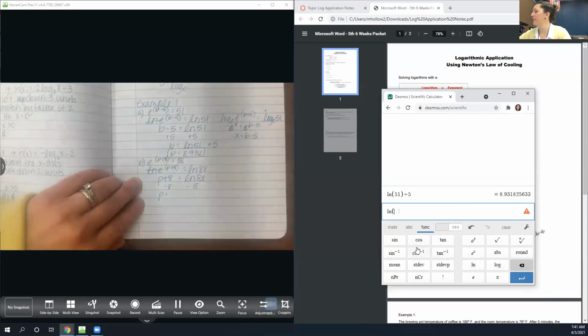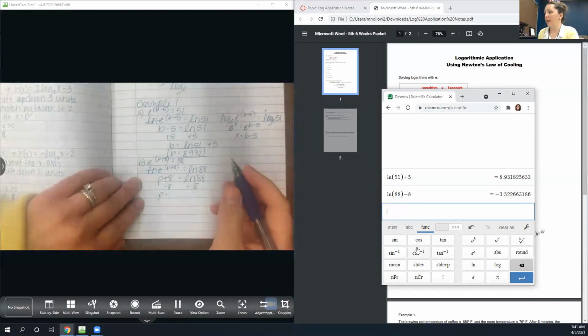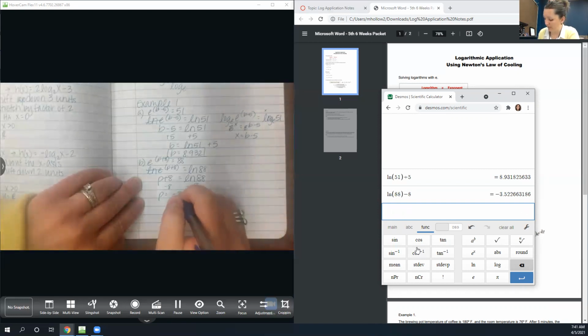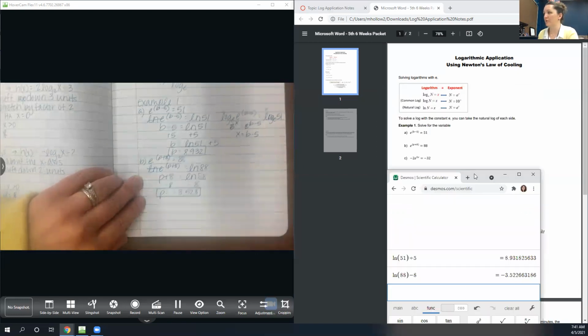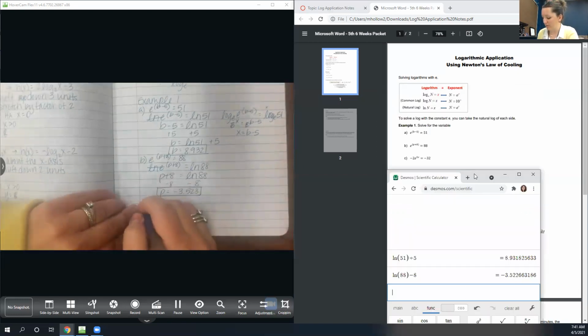The ln of 88, close your parentheses, minus 8 is negative 3.523. And we are going to get some negative numbers in our answers here, so just be aware that that's okay.